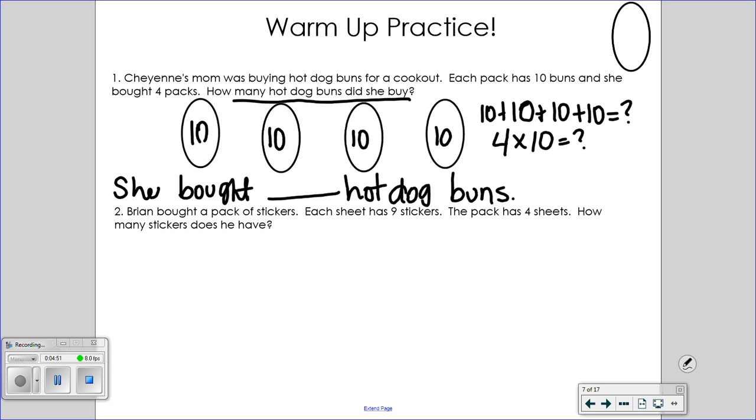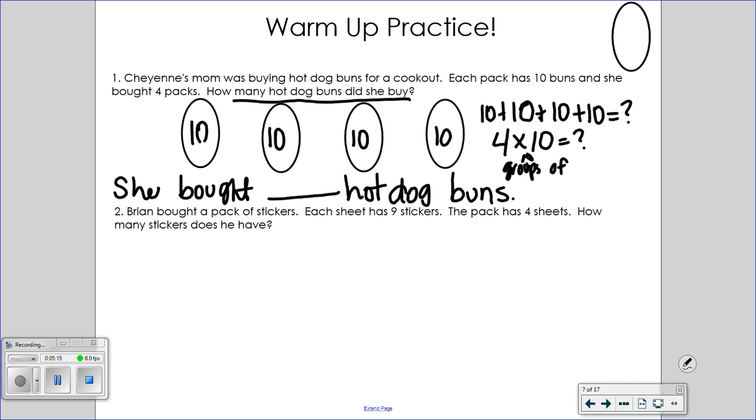Good. How would I read that though? Because remember we talked, I'm not going to read 4 times 10. What am I actually going to say, Tajir? 4 groups of 10. I'm going to make a little caret to say that that's supposed to be groups of. All right? Do some math.